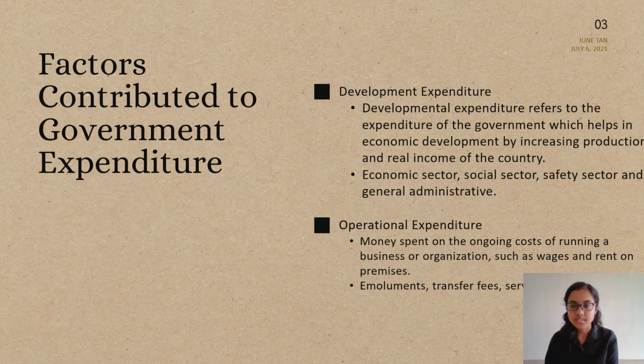Development expenditure refers to expenditure of the government which helps in economic development by increasing production and real income of the country. For example, in economic sector, social sector, safety sector, and general administrative. While operational expenditure is money spent on ongoing cost of running a business or organization such as wages and rent on premises. Examples of operational expenditures are emoluments, transfer fees, service and supplies.